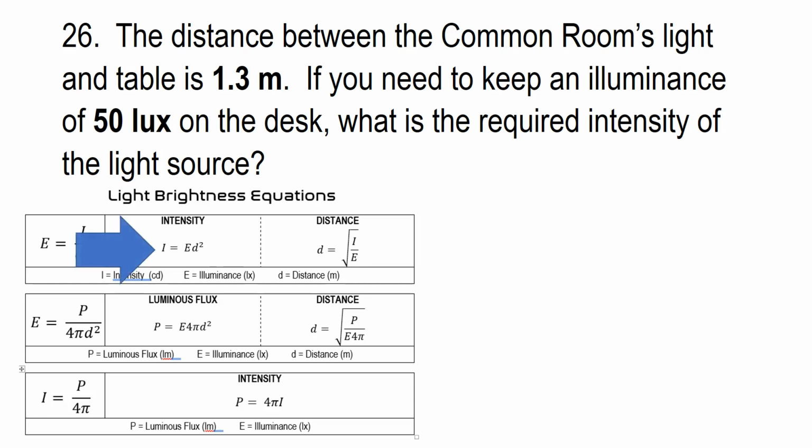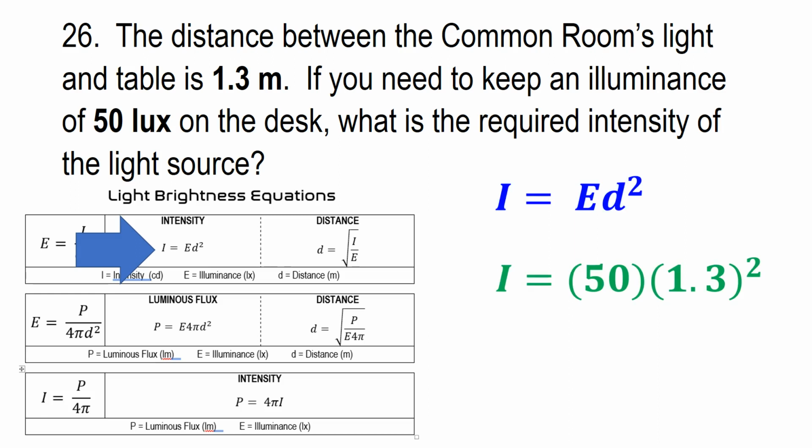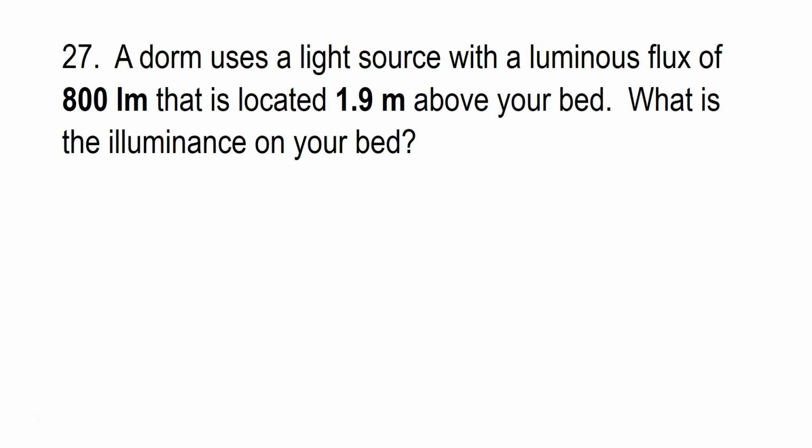Notice the units, intensity, illuminance, and distance are all in there. We have intensity by itself. There's our formula. We plug and chug. 50 times 1.3 squared gives me 84.5 candelas. That's our intensity. That's how bright the light source has to be so that we can have 50 lux. So the brightness reflecting off the table.